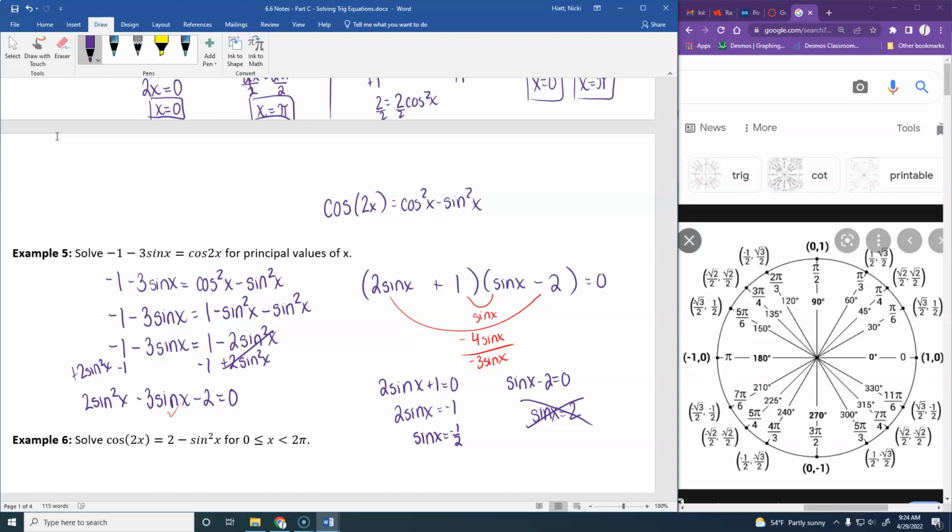And so, Noelle, if we look at the unit circle, where does sine equal -1/2? 11 pi over 6. But for principal values for sine, it is -pi over 2 less than x less than or equal to pi over 2. So sine x equals -1/2 right here at 11 pi over 6, but that's not between -pi over 2 and pi over 2. So what would we call it instead? -pi over 6. So x is going to equal -pi over 6.